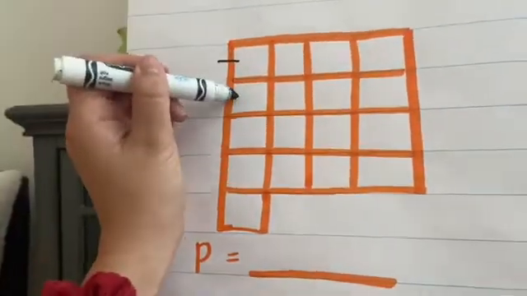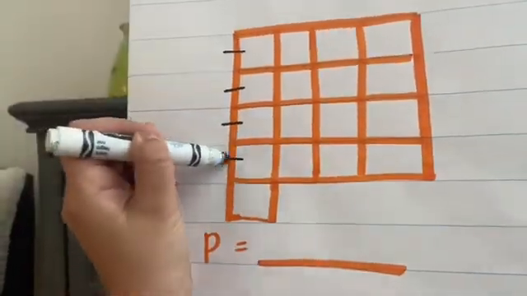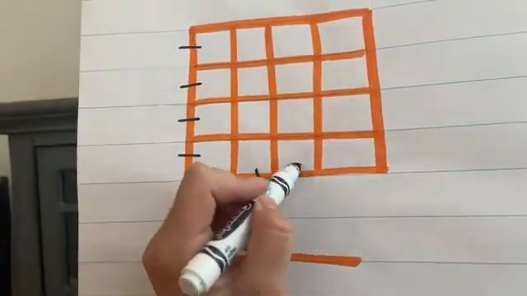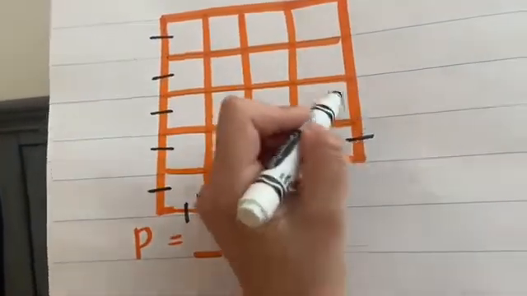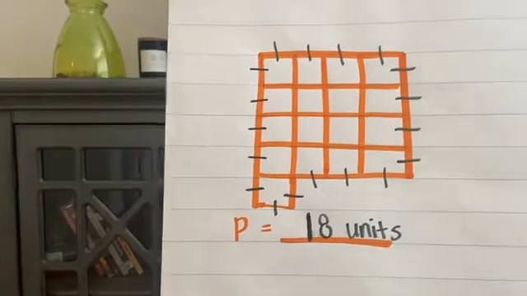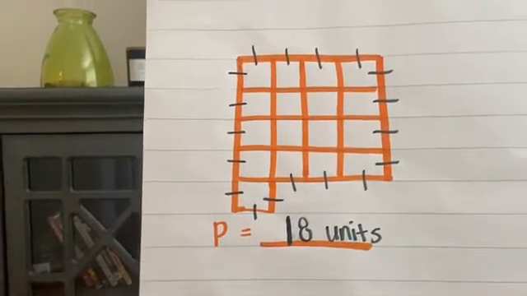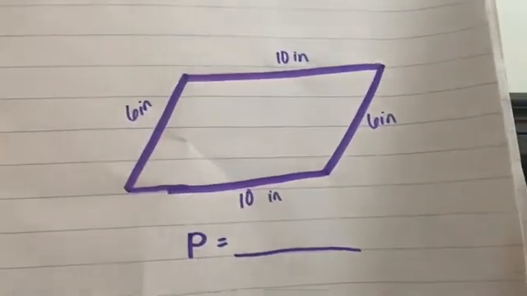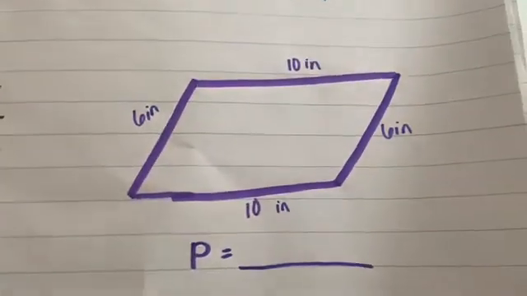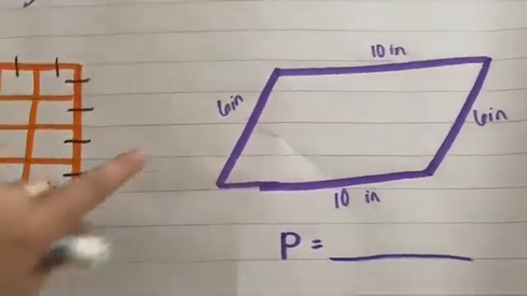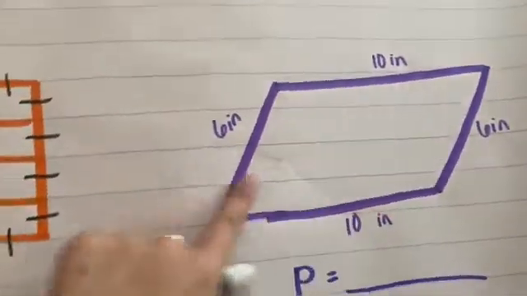So I have 1, 2, 3, 4, 5 units, 6, 7, 8, 9, 10, 11, 12, 13, 14, 15, 16, 17, 18. So this figure is 18 units total. Now, when we see a figure that looks like this, the length and the width are already labeled: 10 inches, 10 inches, 6 inches, and 6 inches.